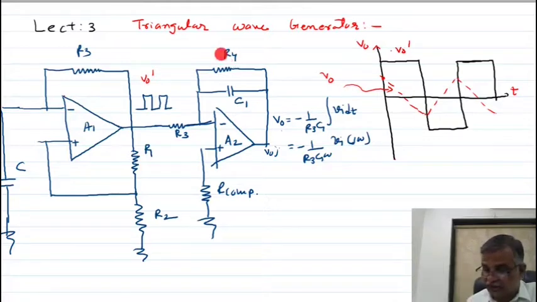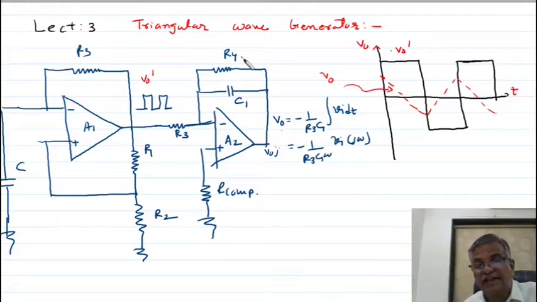Second, the resistor R4. The resistor R4 is connected to avoid saturation problem at low frequency, as you have seen in an integrator circuit. So this is the discussion of this circuit.